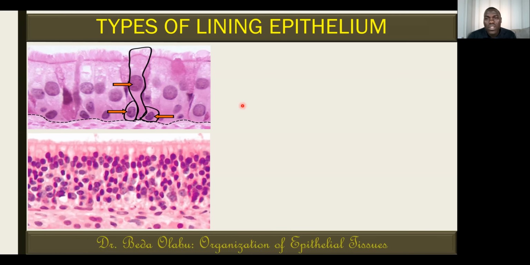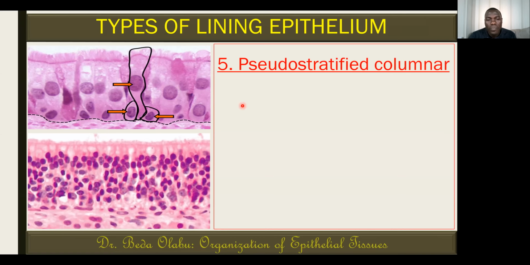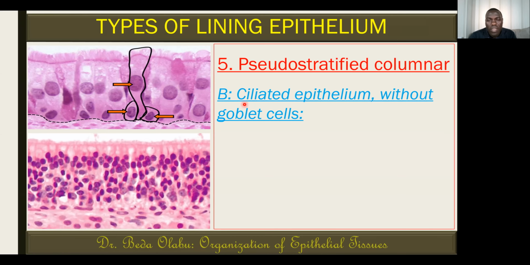The second variety of pseudostratified columnar epithelium is pseudostratified columnar ciliated epithelium without goblet cells. This one does not have goblet cells. So first, let's agree it is pseudostratified because we can see the apical zone here is devoid of nuclei. So in as much as you see multiple zones of the nuclei, the apical zone is devoid of nuclei, so this is pseudostratified columnar. You can see cilia there, so it is ciliated, but we don't see goblet cells.